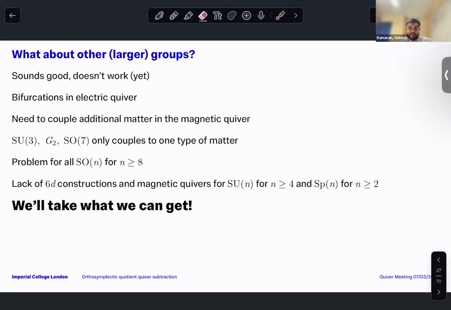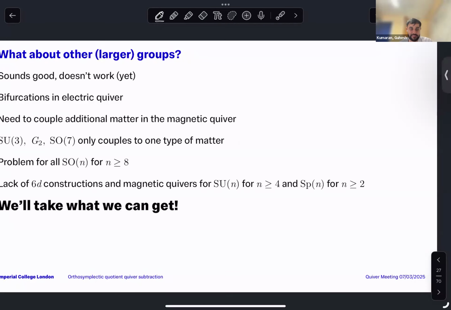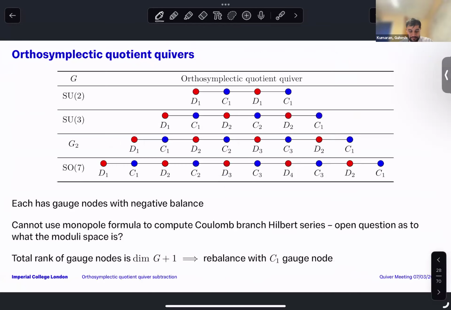And we have a lack of constructions for SU(N) and SP(N). But I'd like to reiterate that finding systematic operations on orthosymplectic magnetic quivers is very difficult. So we'll take what we have. These four are enough to get some interesting results. Okay, so this is a summary of these orthosymplectic quotient quivers, these four here.